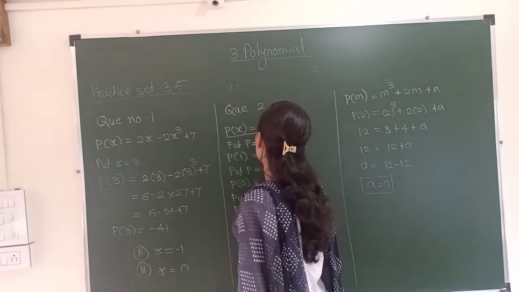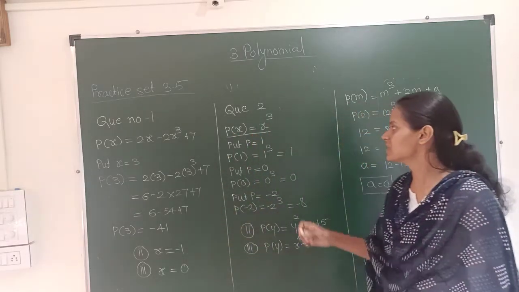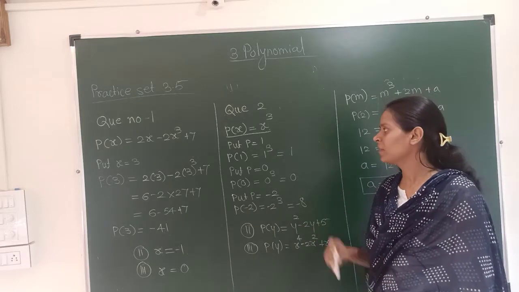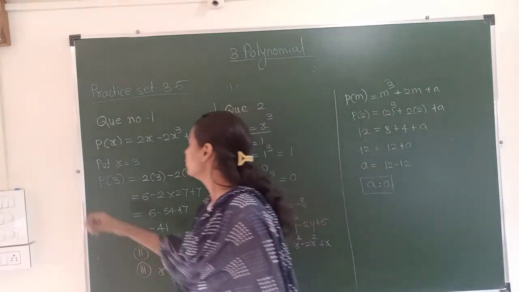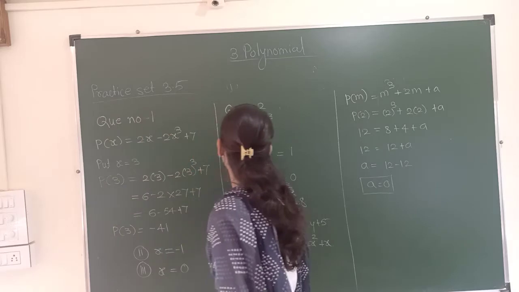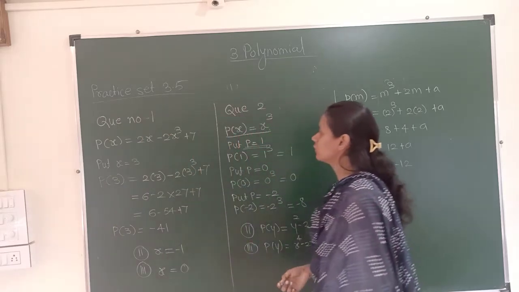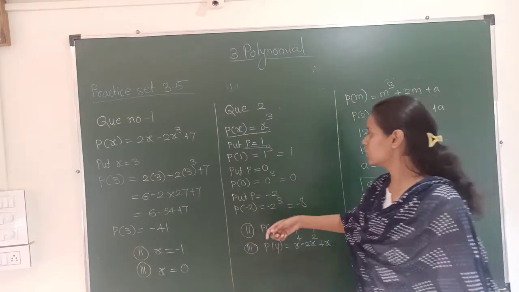So the given equation is p(x) is equal to x raised to 3. Okay, now what we'll do? We will put x is equal to 1. Okay, what we will put? We will put x is equal to 1. Sorry, it's not p.